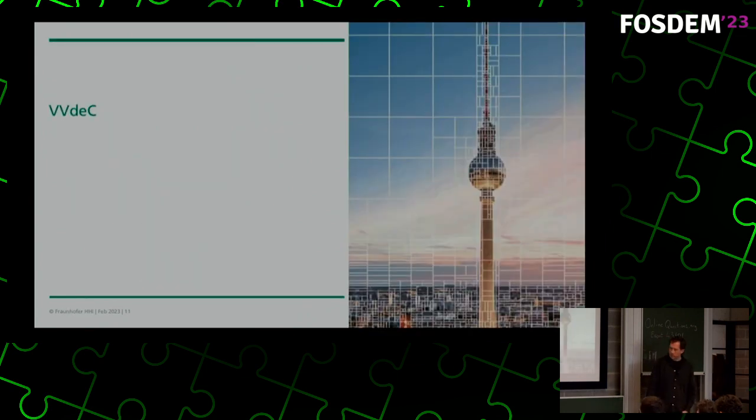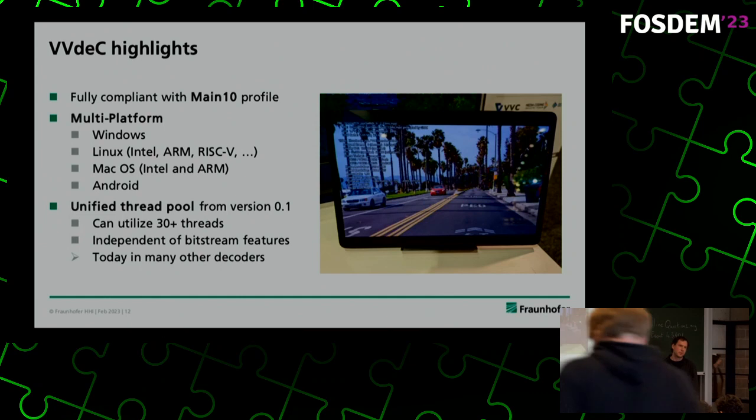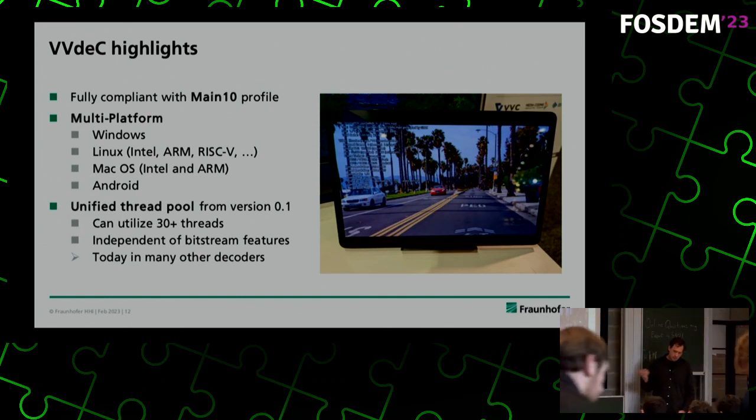All right, so VVdeC, the decoder project. The highlights: it's fully compliant with the Main 10 profile of VVC, give or take a few bugs. It was supposed to be fully compliant since version 1.0, but stuff happens, we find bugs, we fix the bugs, but basically there is no feature that is really missing.